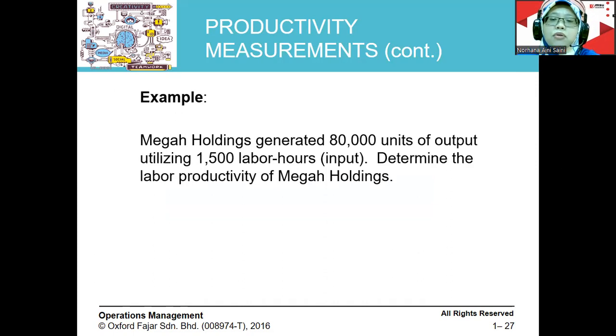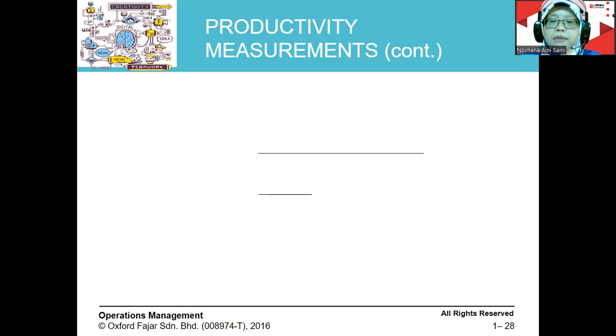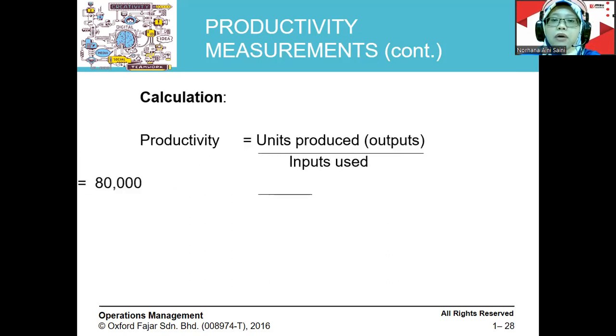Magah Holding generated 80,000 units of output utilizing 1,500 labor hours. Determine the labor productivity of Magah Holding by using the single factor. So how do you want to do that? This is the way to calculate it. Productivity means the output divided by the input, which is the labor hours. So 80,000 divided by 1,500.